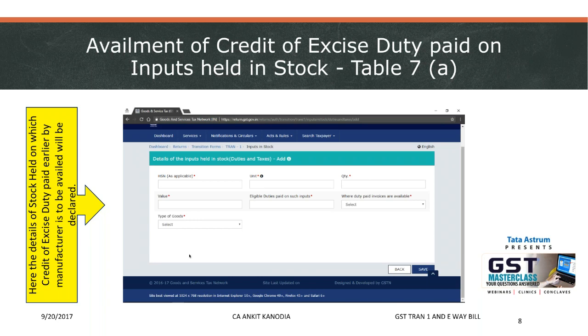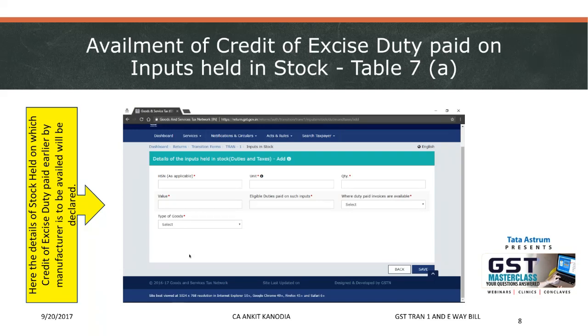unit of measurement, quantity, which is the quantum of the goods, the value of the goods, and the eligible duty paid on such input. So eligible duty here would include excise duty, CVD, SAD, whatever was eligible. As per 140 subsection 3, the eligible duty definition also includes CVD and SAD. So whatever is the eligible duty, you have the document that will come here. Whether the duty paid invoices are available or not.